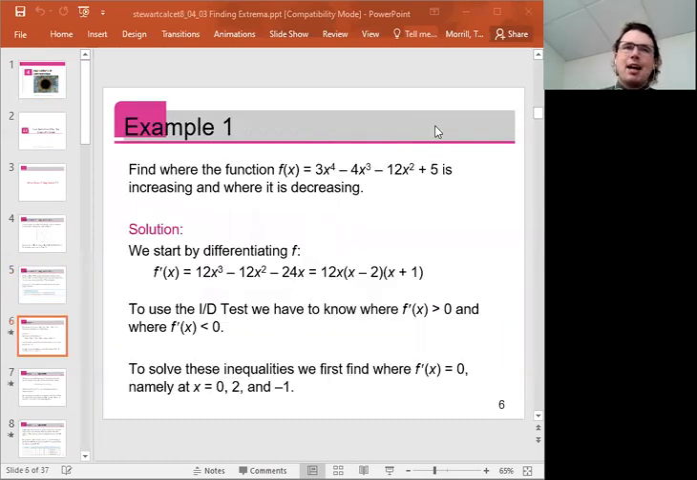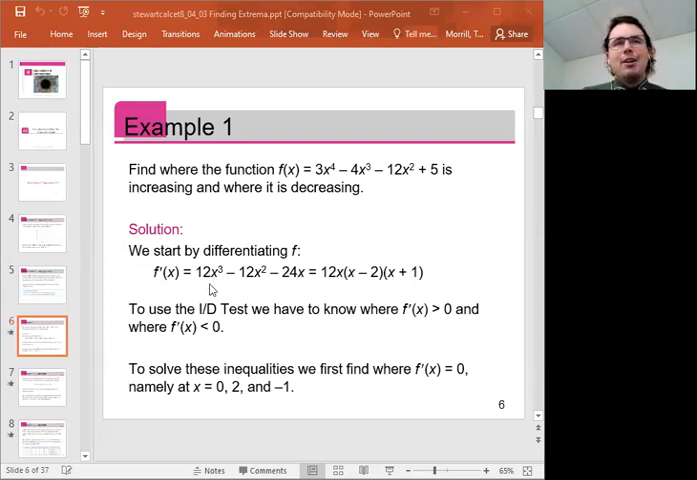So as an example, let's say I've got some quartic polynomial, degree 4, and we want to find where this polynomial is increasing and where it is decreasing. So I'm expecting it to sometimes be going up, sometimes be going down, and I want to know exactly when that happens. All we have to do is take the derivative of this function. So my f prime of x will be equal to 12x cubed minus 12x squared minus 24x. And that's going to factor nicely.